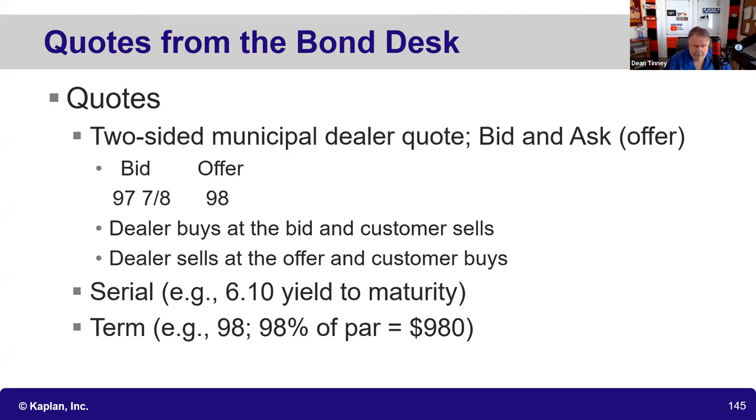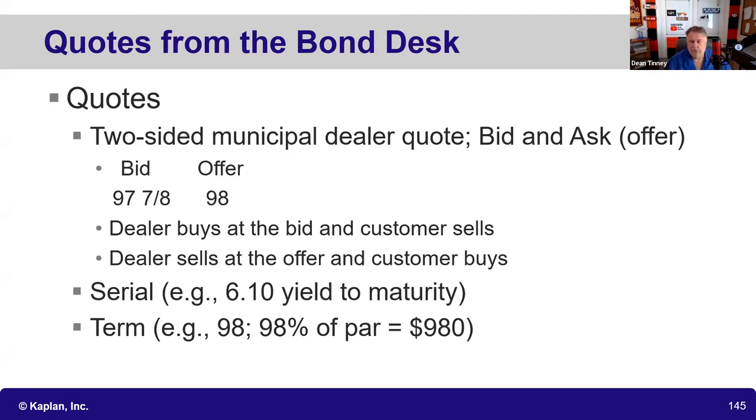So the dealer buys at the bid, the customer sells. So if you are buying this bond, you're going to pay 98% of par, 980. And if you're selling the bond as a customer, you get the low price. Customer always pays the high price, always receives the low price.